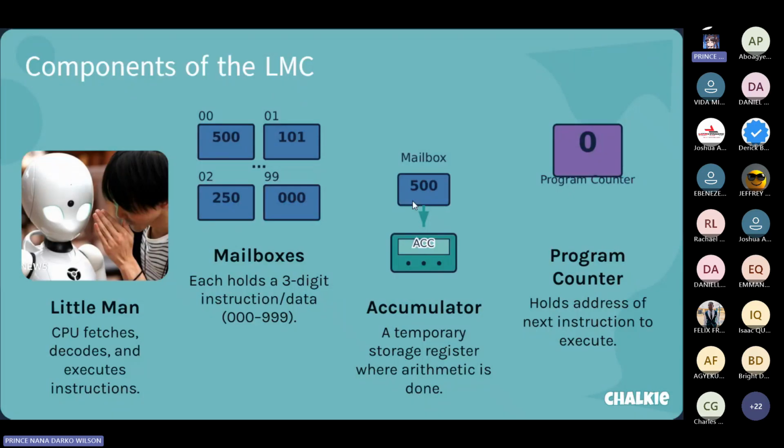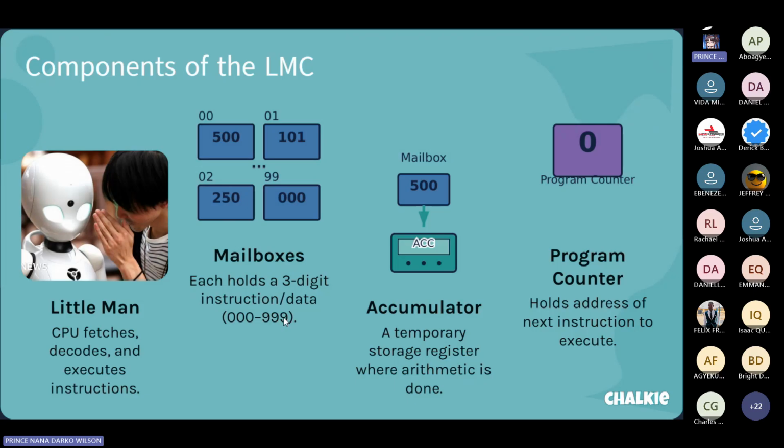Now, we come to the second aspect of the little man computer. That's the mailboxes. The mailboxes are this analogy's equivalent of the RAM. So we know that the job of the RAM is to store information temporarily. Now this RAM here inside the little man computer, we say it is the mailbox. Each one can hold a 3-digit instruction or data. This means starting from 0 all the way to 999, it can hold data values in this range. So 0 to 999, it can hold all this data.